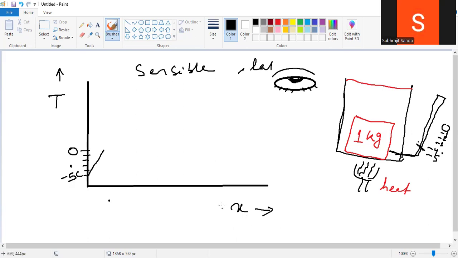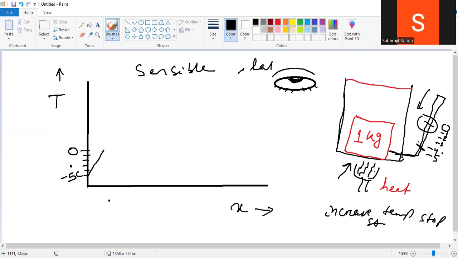Heat is supplied continuously here. The temperature slowly increases: minus 5, minus 4, minus 3, minus 2, minus 1, 0. Once 0 degrees is reached, for a certain period of time, the increase of temperature will be stopped here. At 0 degrees, it will stop, but I am continuously adding the heat.